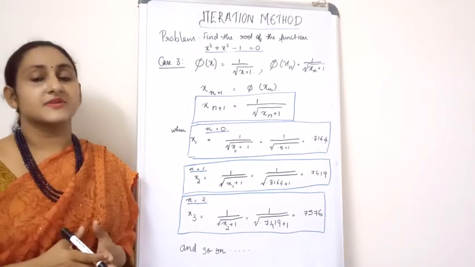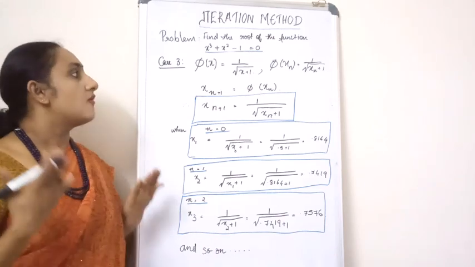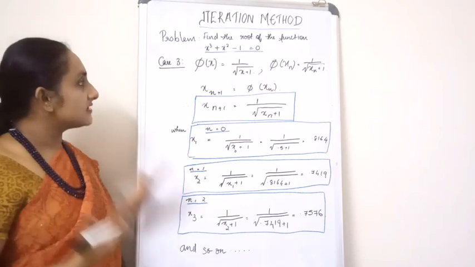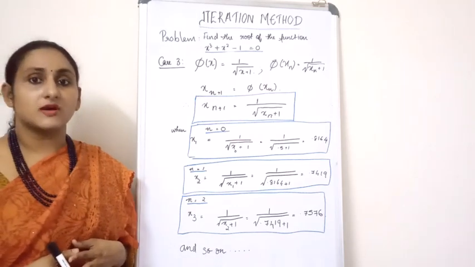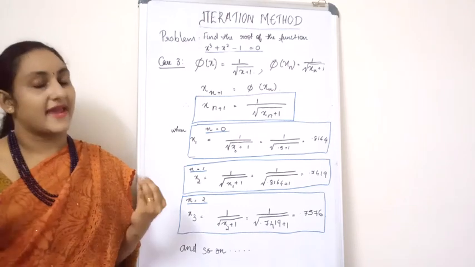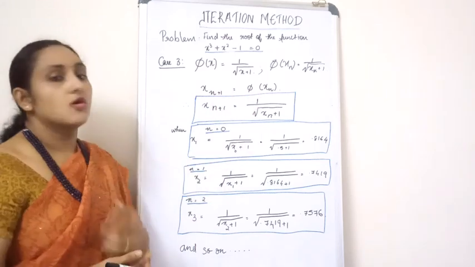So as I said, we have considered the third case, and in the third case our phi of x is given by 1 by root of x plus 1. Okay, so since phi of x is equal to 1 by root of x plus 1, phi of xn is equal to 1 by root of xn plus 1, and xn plus 1 is equal to phi of xn.